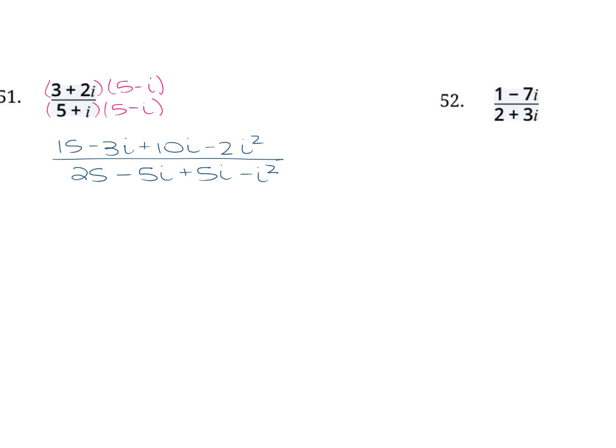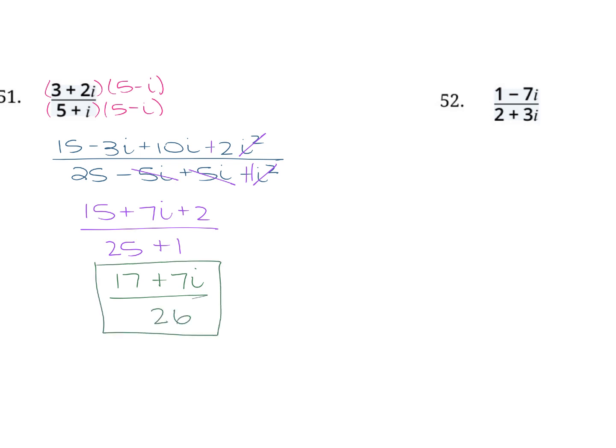Simplify those i squared to be negative 1. Combine your like terms. Up top, the negative 3i plus 10i gives us 7i, so that's 15 plus 7i. The i squared turns that negative 2 into a positive 2. On the bottom, the 5i and the negative 5i are opposite, so they cancel. So you're just going to have 25 minus negative 1, which is positive 1. So we combine our like terms. That gives us 17 plus 7i all over 26. If these three terms shared a common factor, you would then simplify this fraction, but in this case they do not, so that is your answer.